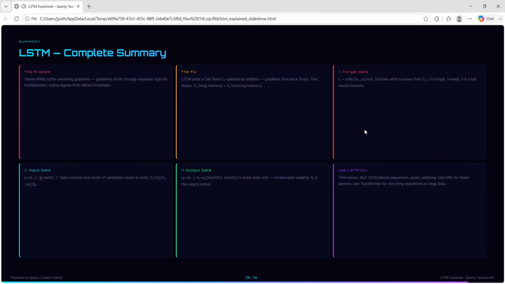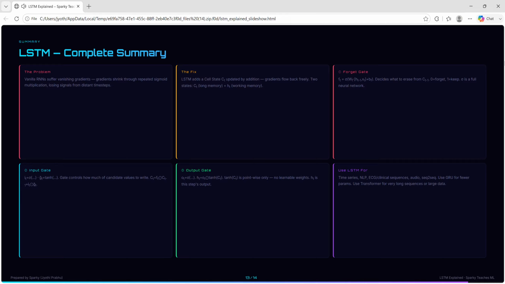Let us summarize everything. LSTM is a recurrent neural network variant that introduces a gated memory system to solve the vanishing gradient problem. It maintains 2 states, the cell state C subscript T as long-term memory, and the hidden state H subscript T as working memory. The forget gate decides what to erase using a sigmoid neural network. The input gate decides what to write using a sigmoid gate and a tanh candidate network. The output gate decides what to expose as the hidden state. All 6 equations work together at every time step.